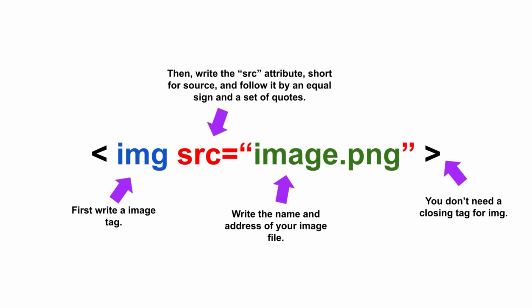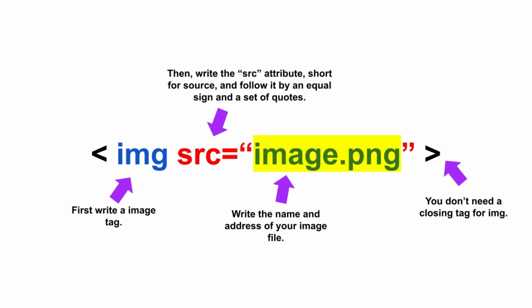Inside the tag, write the keyword img, short for image, and then write a src attribute, short for source. Follow your source attribute with an equal sign and a set of quotes. Inside your quotes, write your image name.image type.